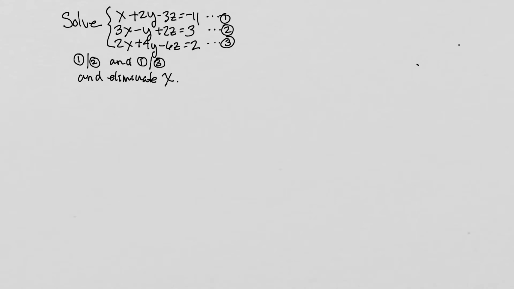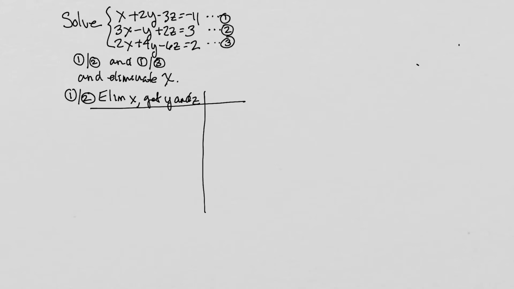So to eliminate, let's start here with 1 and 2, and what we're going to do here is eliminate x, and that will leave us with y and z. So we know how to do this. We're going to look at these coefficients of x and make them opposites. The smallest number that 1 and 3 will go into is 3. So why don't we do this? Let's multiply equation 1 by -3 to get that opposite, and then add equation 2 since it's already a 3.